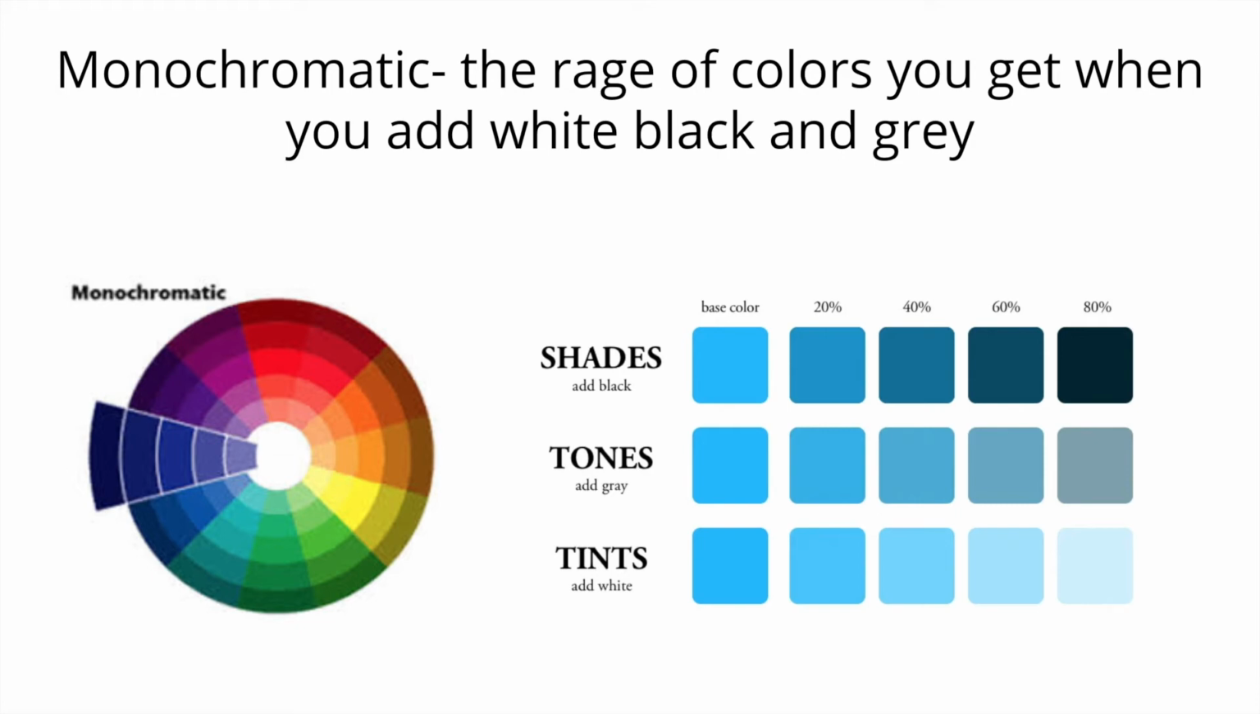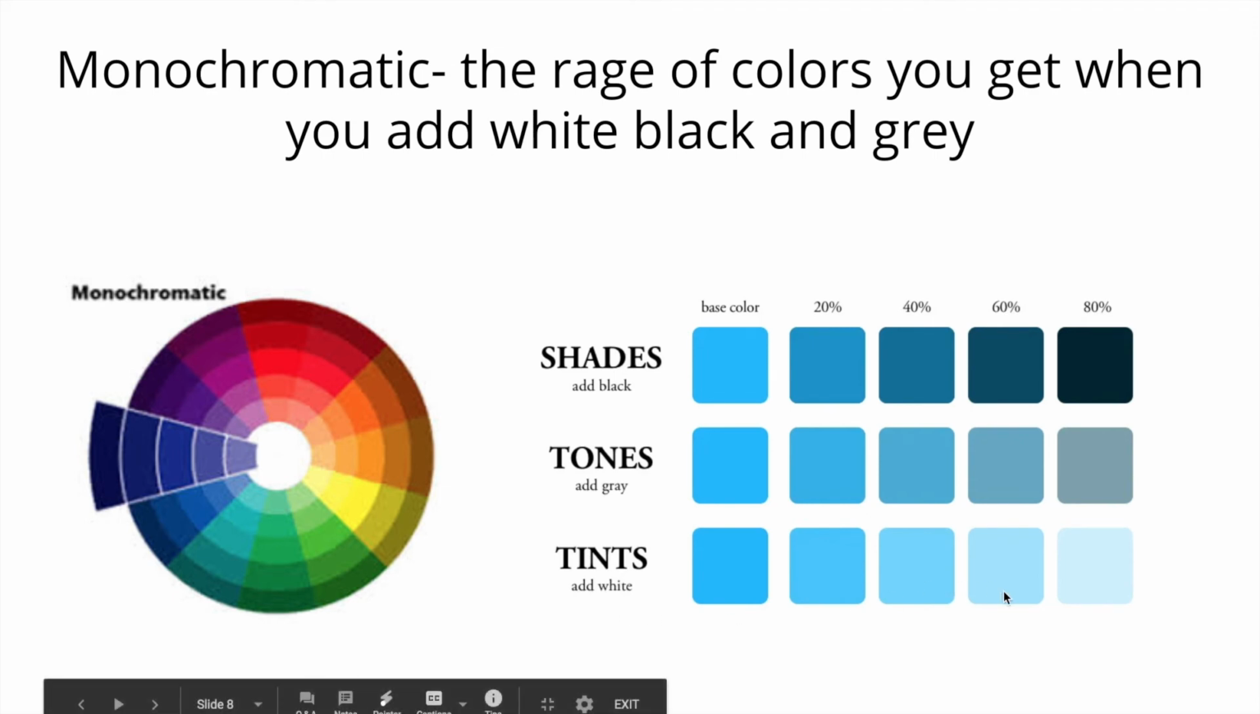Monochromatic. This might be the toughest one yet. Monochromatic colors is the range of colors you get when you add white, black, and gray. If you remember learning about value last week, then you should be set to learn about monochromatic colors. A shade is when you add black to a color. The more you add, the darker the color will be. Tones are when you add gray to a color. The more you add, the more dull the color becomes. Tints is when you add white to a color. The more white you add, the lighter the color becomes.